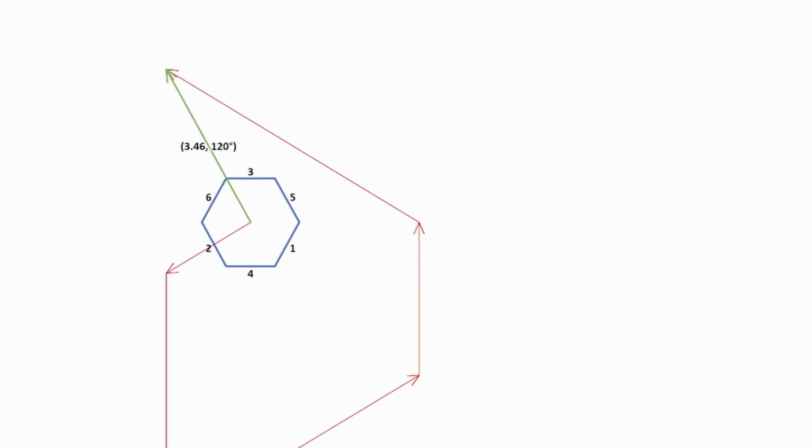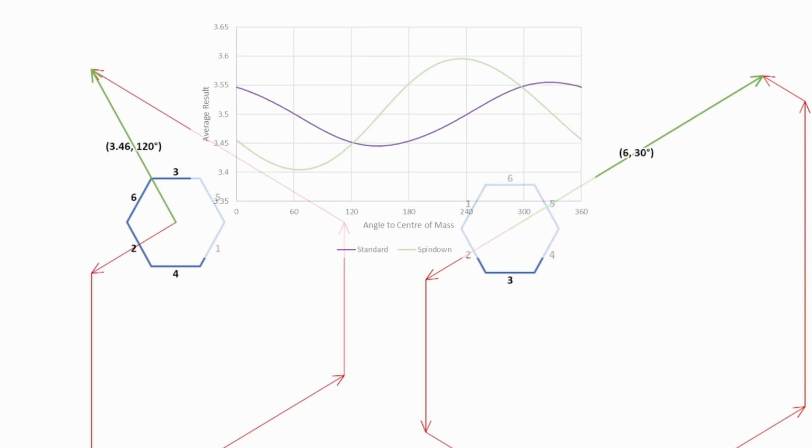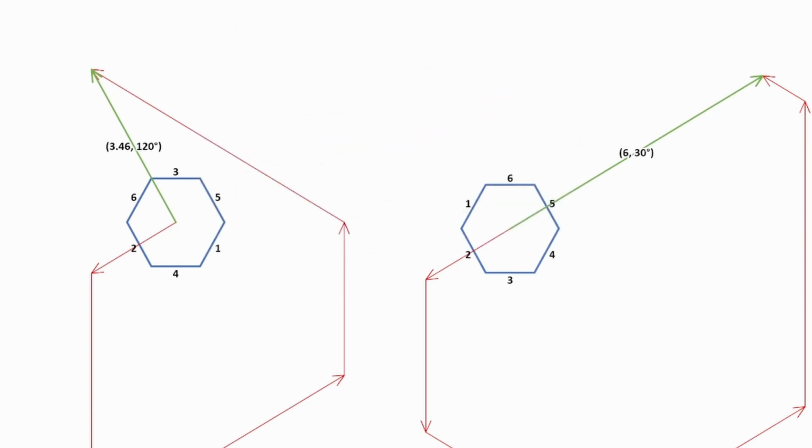Looking at the bias vectors for our two numbering systems, we can compare their size and their angle. The magnitude of the vector for the standard numbering is 3.46, while the magnitude of the spin-down numbering is 6, and they are exactly 90 degrees apart. Now why are these numbers familiar? Exactly, these numbers perfectly match the amplitude and phase of our two sinusoids. We're really onto something here.